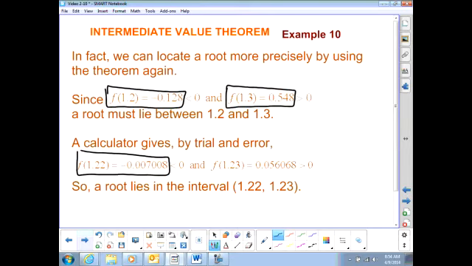This is what you get if you put in 1.22. That's what you get if you put in 1.23. So we could narrow it down that actually our root is between 1.22 and 1.23. And a long time ago, before they had calculators, that's one way that they could approximate roots of functions using this intermediate value theorem.